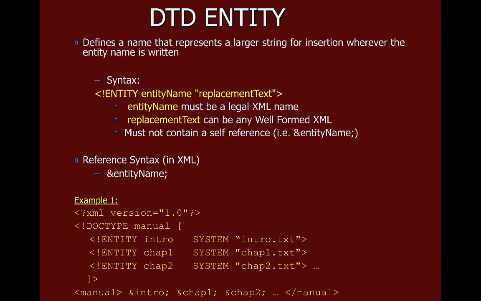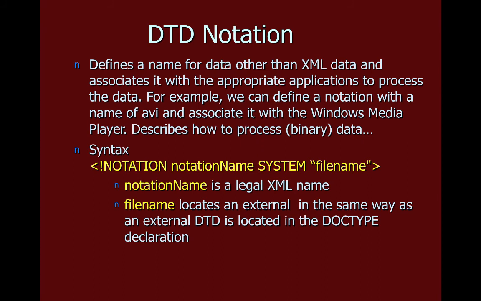Okay, so entity is just a short form as you have seen. So instead of .txt, you want to have a short form called intro. Instead of chap1.txt, you have abbreviation called chap1 and so on. Notation is something we don't use very much, so we won't go into this very much.